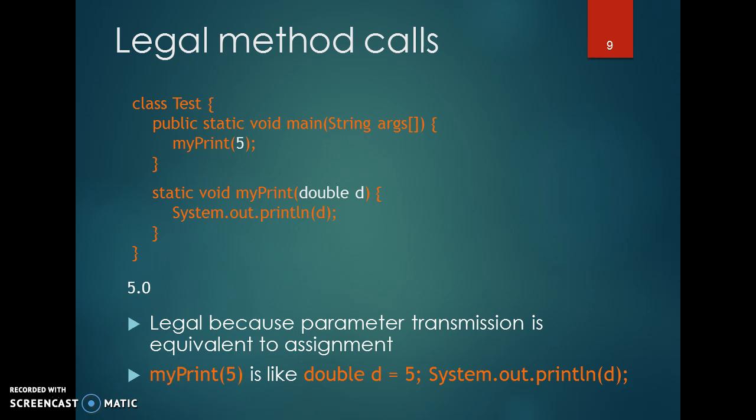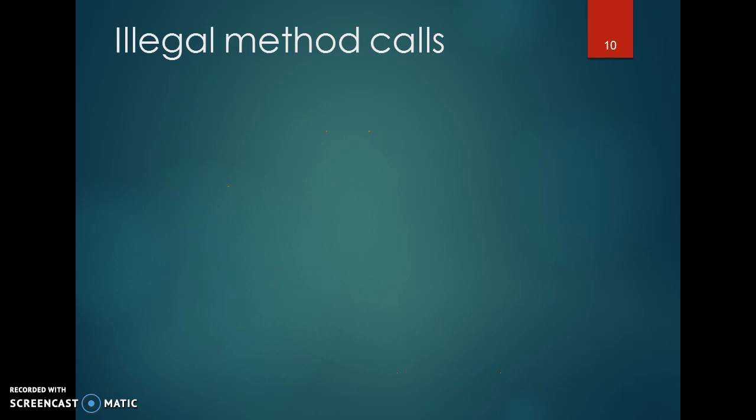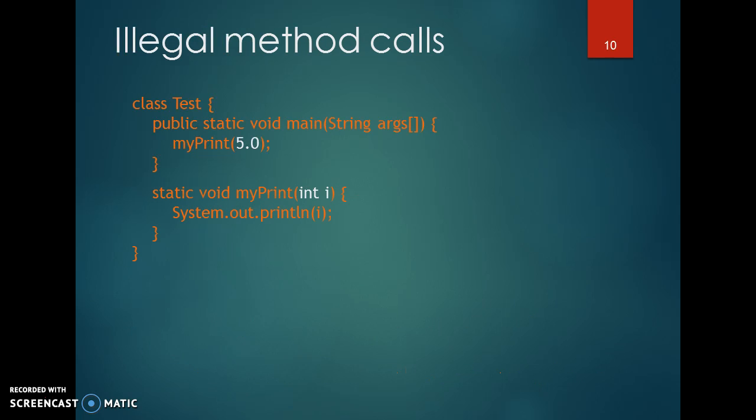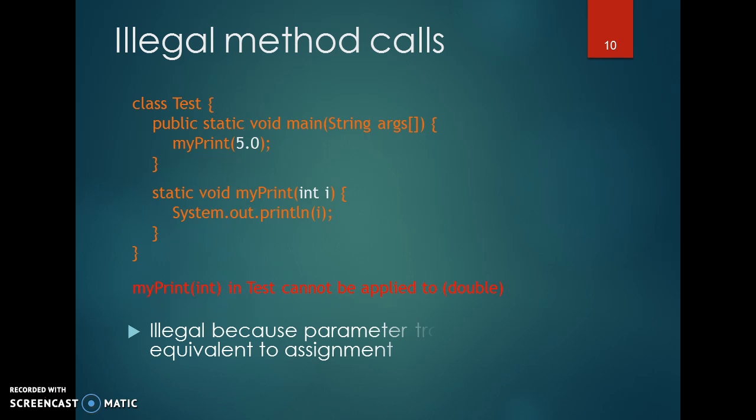myPrint(5) is like double d = 5; System.out.println(d). Illegal method call: similarly, if the myPrint method takes one integer and I am passing 5.0, that means I am narrowing it down, so this is an illegal method call. Int cannot be applied to double.